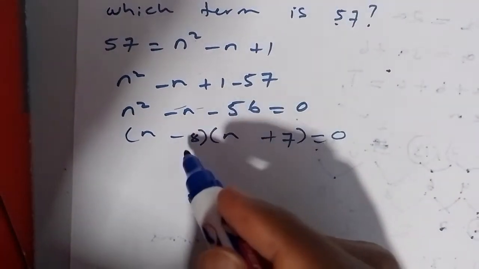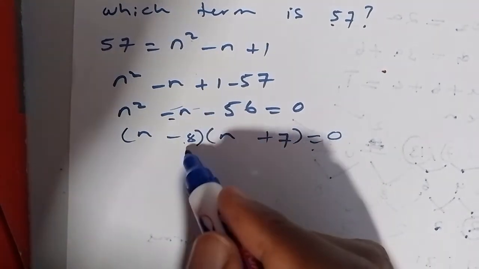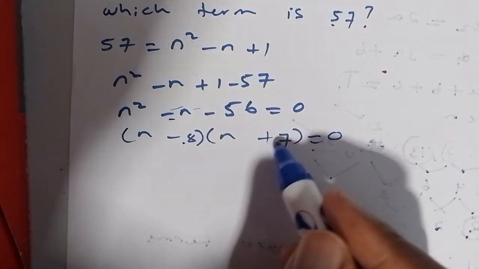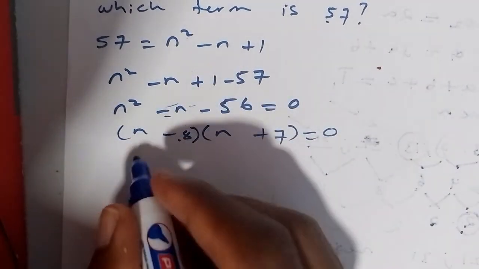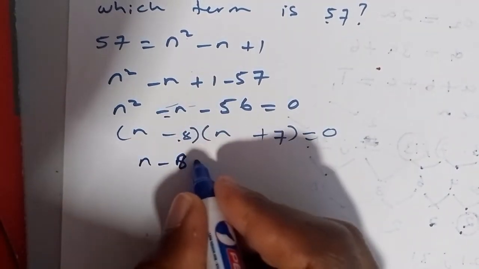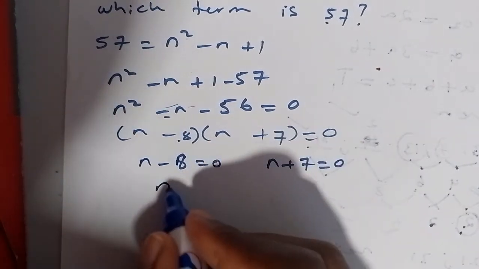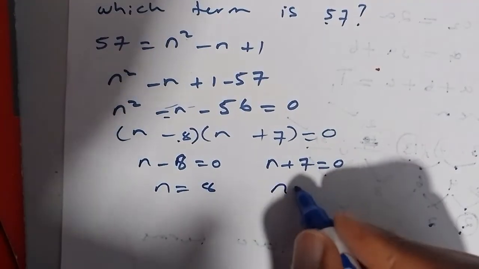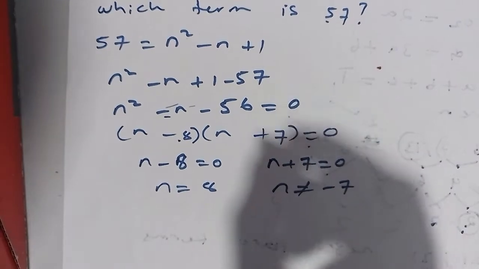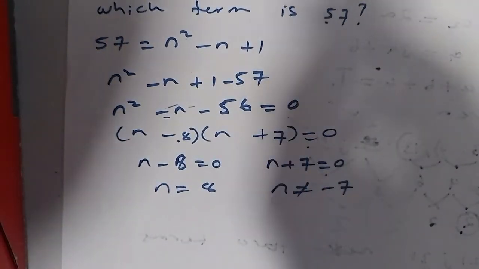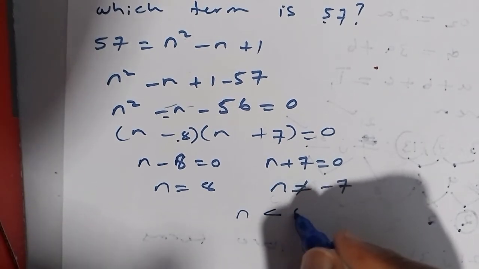Okay, I factorized it and got, if I say negative 8 plus 7, it's going to give me negative 1. When I say negative 8 multiplied by positive 7, it's going to give me negative 56. And then now n minus 8 is equal to 0, n plus 7 is equal to 0. n is equal to 8. n can never be negative 7. Why? n can never be a fraction or negative. n cannot be less than 0.